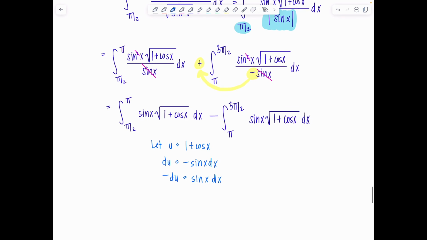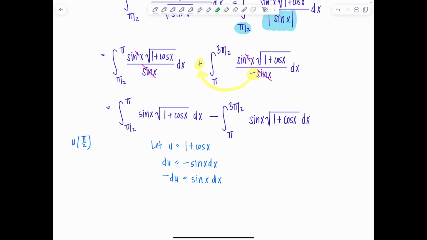And I also have to change my limits of integration. So for this first integral, u of pi over 2, I'm simply going to plug in pi over 2 for x, because these limits here belong to the variable of the integral. They belong to x. So it's going to be 1 plus cosine of pi over 2, which is 0, so 1. And then u of pi, that's going to be 1 minus 1, so 0.